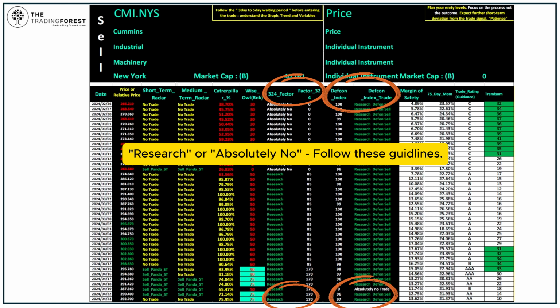Both the DEFCON index and the 324 factor will have a trading guidance signal of research or absolutely no. It is imperative that the trader follow these guidelines without fail.